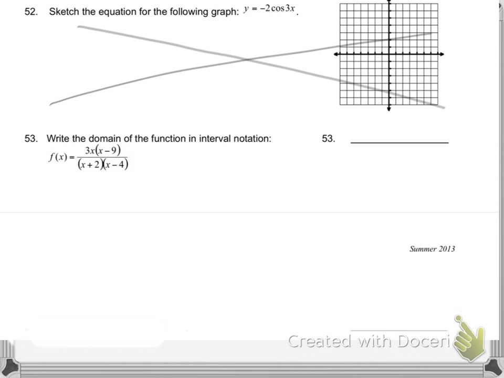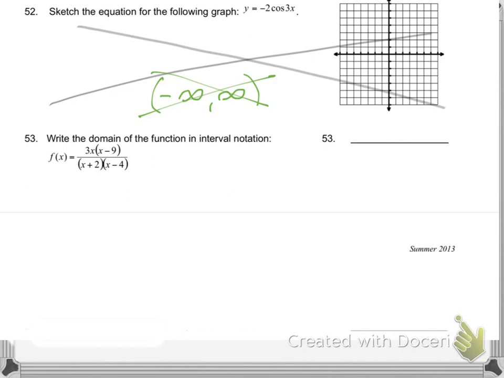So domain asks about which x values get used. And normally we would say for the domain, I can plug in anything from negative infinity to infinity, except when two things happen. When I have a square root, whatever's underneath has to be greater than or equal to 0. Or if I have a fraction, I cannot divide by 0. That's undefined. If you put it in your calculator, it gives you an error.